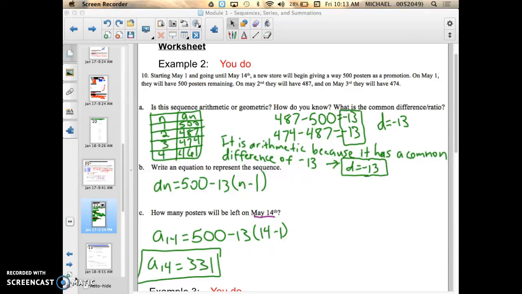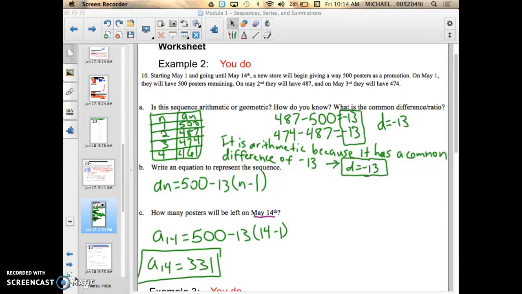Alright, example 2 is discussing giving away posters as a promotion. I have created a table. My first term, they say on May 1st, is you have 500 posters to give away. So my first term is 500. The second term, then on May 2nd, it says they will have 487.